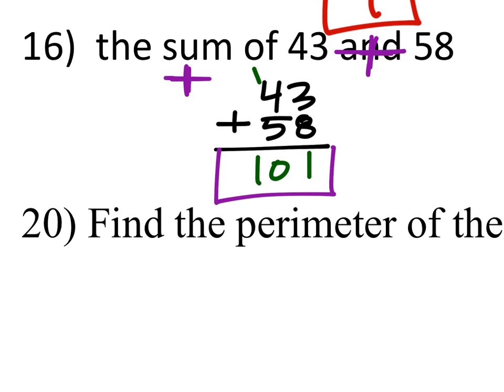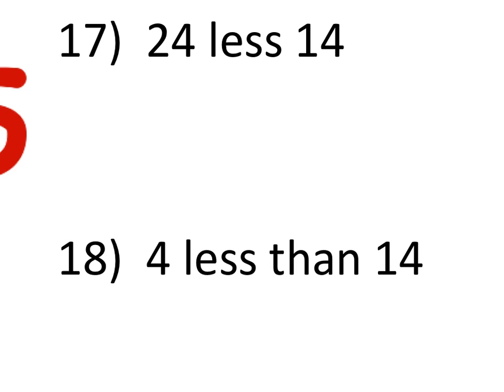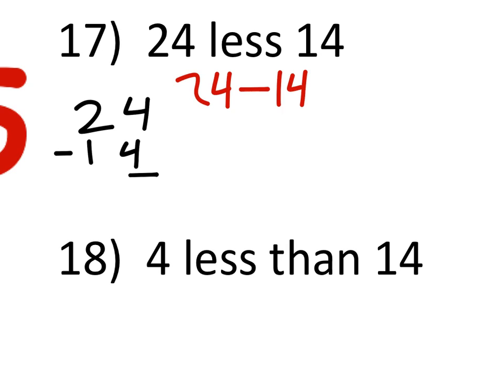There we go. These two can kind of bother us because they look very similar, but they're going to set up very different on these two, okay? So 24 less 14 just means that we're going to take 24 and subtract 14. And we can set it up vertically, 24 minus 14. So 4 minus 4 is 0, and 2 minus 1 is 1, 10. Now that one's set up directly, 24 minus 14.